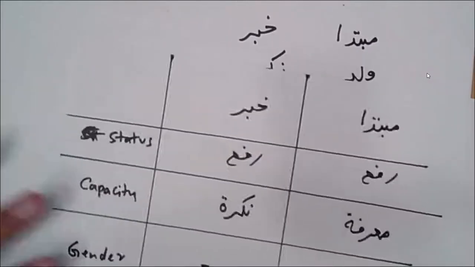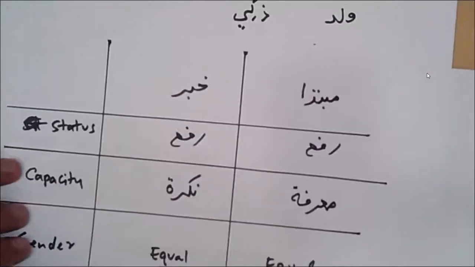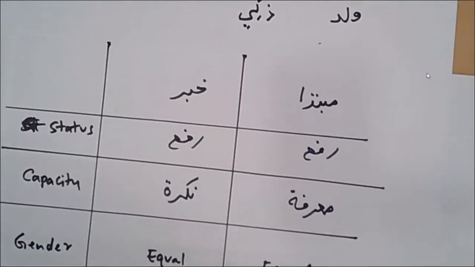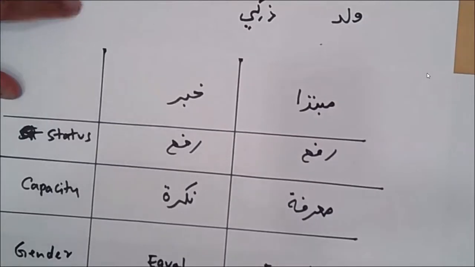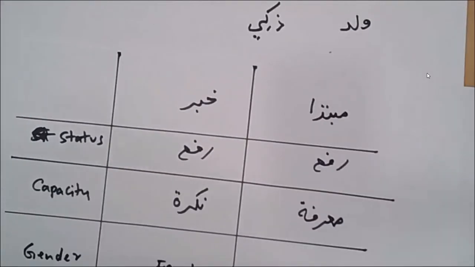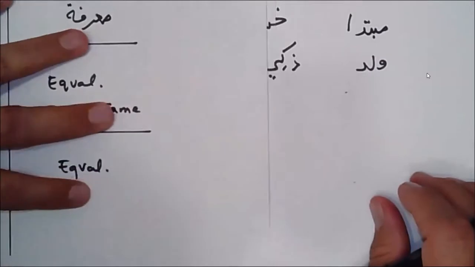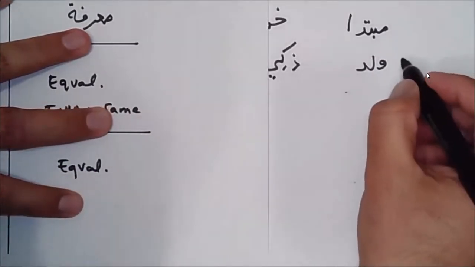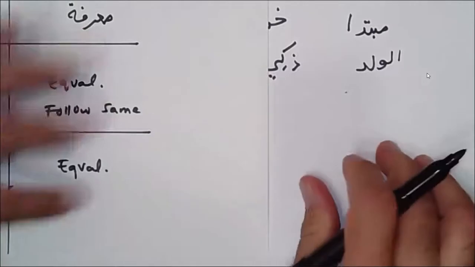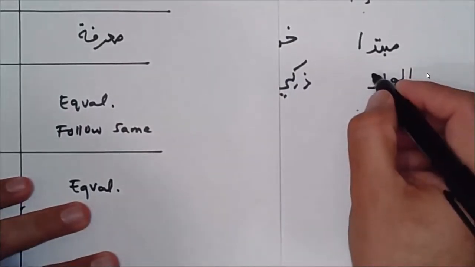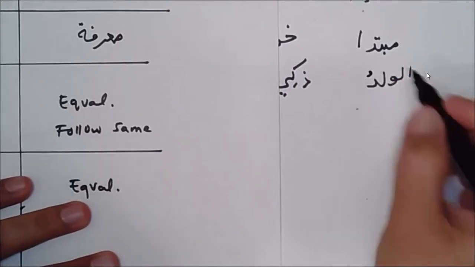So let's say now walad, let's look at the capacity first. Is the walad marifa or nakara? It's nakara. Walad can be any boy, so it's nakara. How do you make a common noun into a proper noun? You add the al. So walad will become al walad. The tanween becomes one damma, so it will be al-waladu.